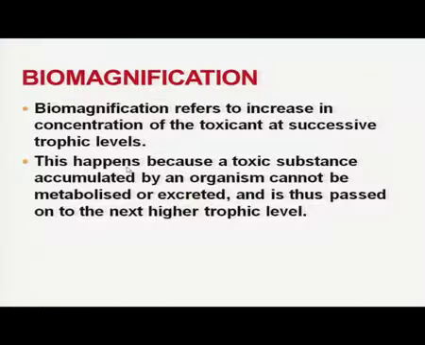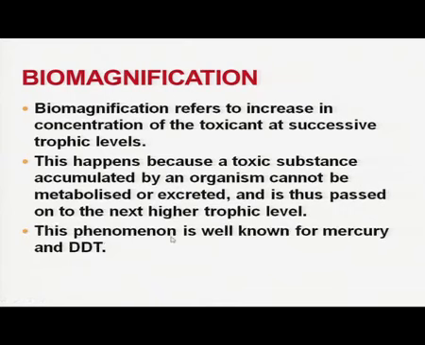This happens because the toxic substance accumulated by an organism cannot be metabolized or excreted and is thus passed on to the next higher trophic level. This phenomenon is well known for mercury and DDT.